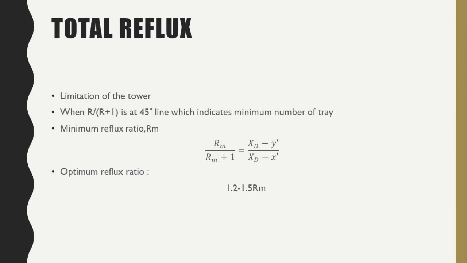Total reflux tells us about the limitation of the tower. When R over R plus 1, or what we call the slope, in the enriching zone is at a 45-degree line, it indicates the minimum number of stages. To find the minimum reflux ratio, or Rm, we will use this equation, in which y prime and x prime we will get from the graph.